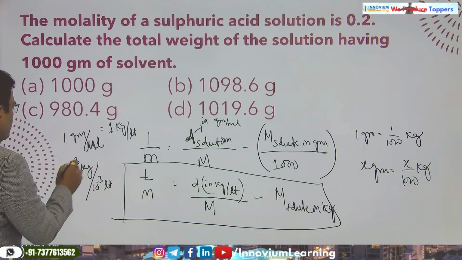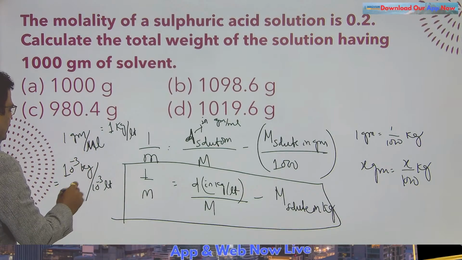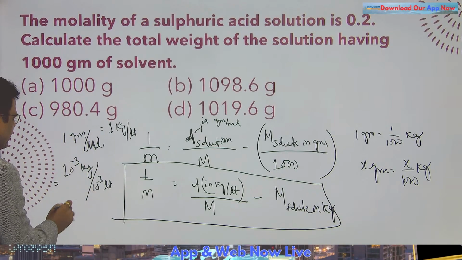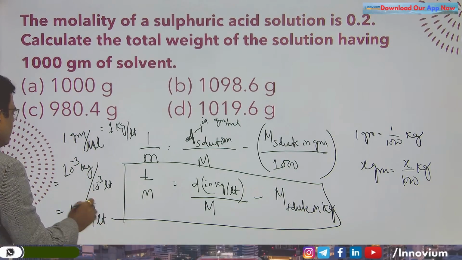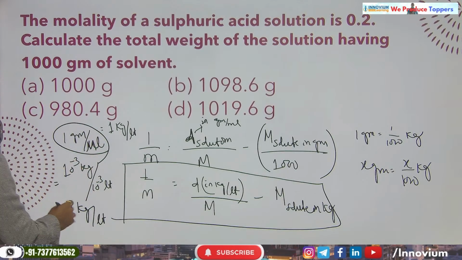Now this is equal to what? This 1 gram per ml is equal to what? 10 power minus 3, 10 power minus 3 cancel. So this is coming 1 kg per liter. So 1 gram per ml is coming what?